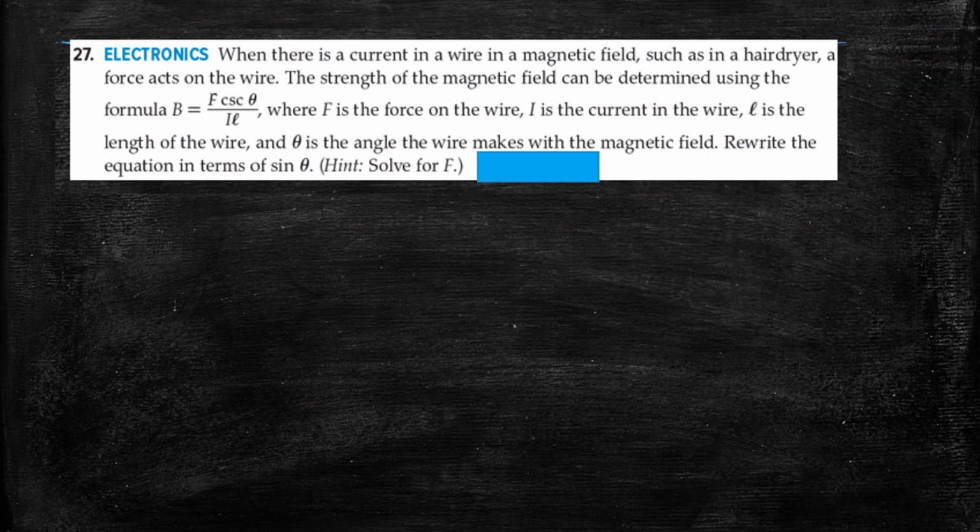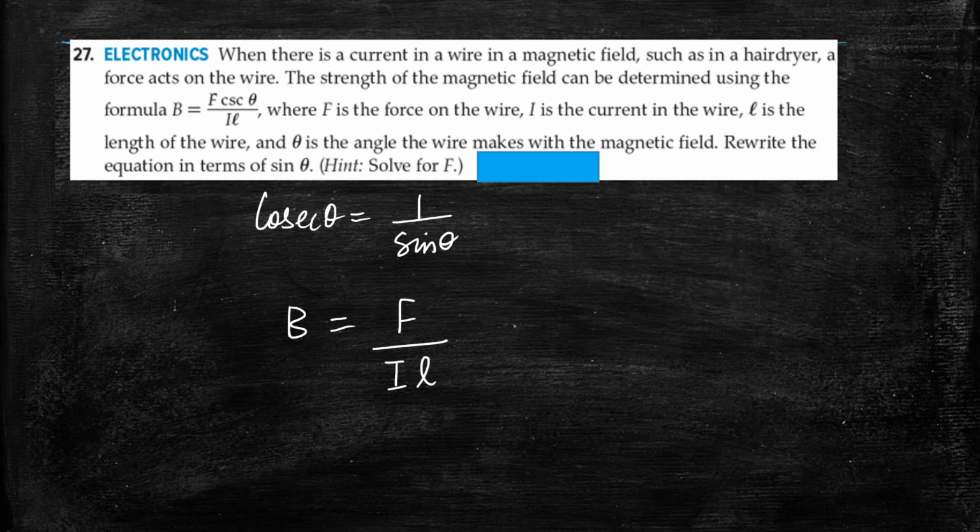First thing I will do here is substitute the value of cosecant theta in terms of sine, because that is how I want my final answer. And then we need to write the equation in terms of theta. So B will be F over I is the current, L is the length. So F we already saw is the force, I is the current, L is the length. This is unchanged. We don't do anything. We only change cosecant. So I put in place of cosecant 1 over sine theta.